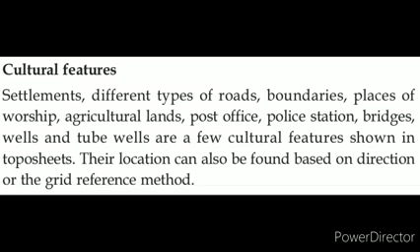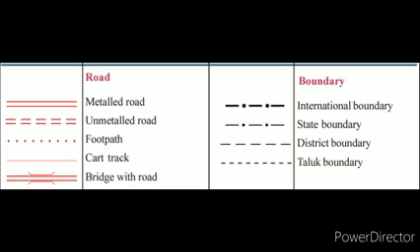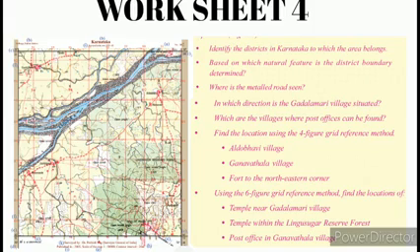The third step for interpreting a topographical map is cultural features or man-made features. Settlements, different types of roads, boundaries, places of worship, agricultural lands, post office, police station, bridges, wells, and tube wells are a few cultural features shown in topo sheets, and their location also can be found based on direction or the grid reference method. Here is another worksheet for you, and you should refer to your textbook.